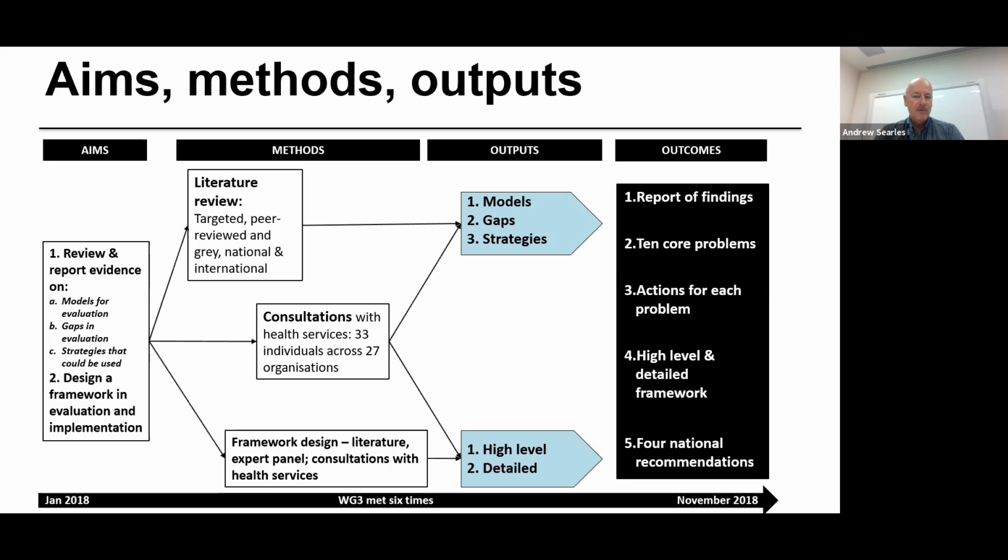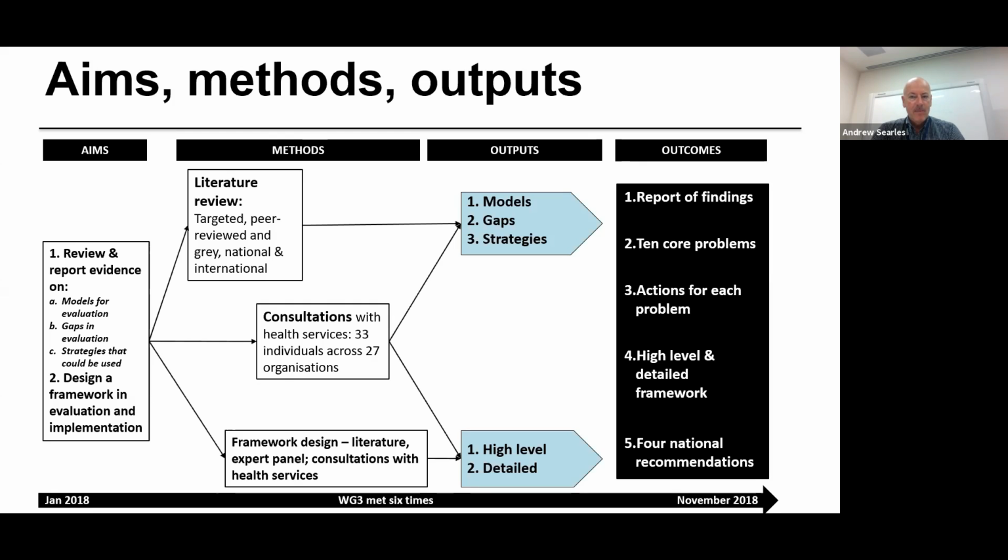In terms of the outcomes from our work, we came up with a report of the findings, which was released last year and presented at the NHMRC, and it's just recently been made available on the New South Wales Regional Health Partners website. We also, as part of this project, identified 10 core problems associated with evaluation in Australia. We also identified actions for each of these problems. In terms of the framework, as I mentioned earlier, we came up with both a high-level overview of what the framework would look like, but we also provided the detail that went with that. And we came up with 4 national recommendations.